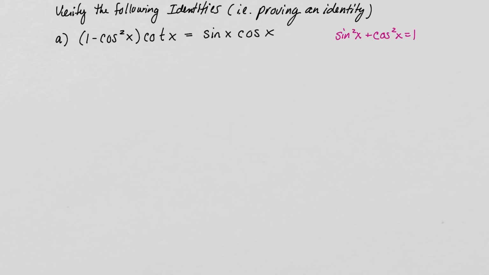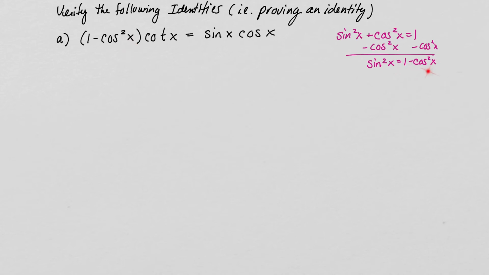So I could subtract a cosine squared x from both sides. And if I do that, I would have sine squared x equals 1 minus cosine squared x. And if you notice, I happen to have exactly 1 minus cosine squared x, right? So I could replace the 1 minus cosine squared x with the sine squared x.